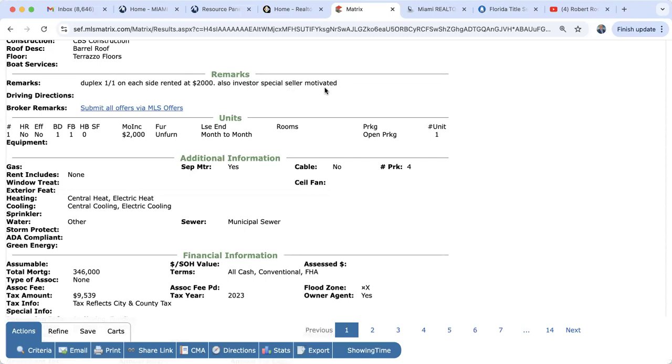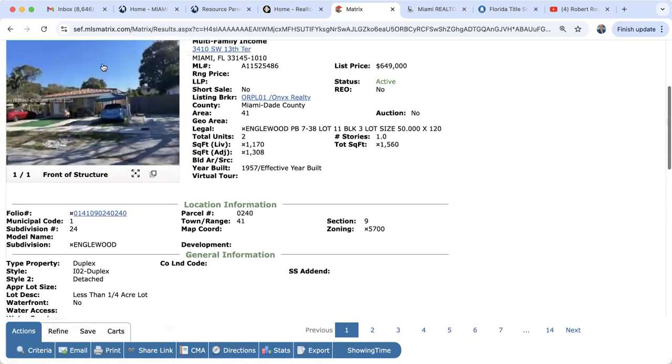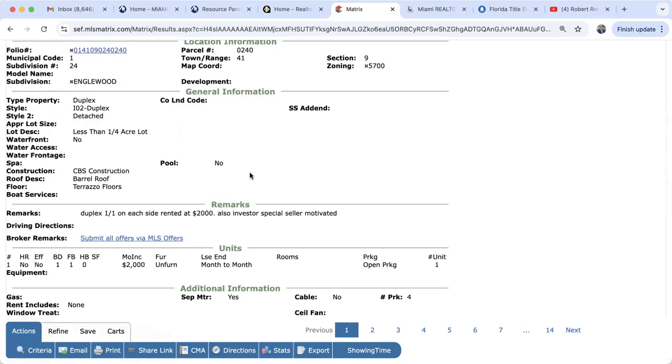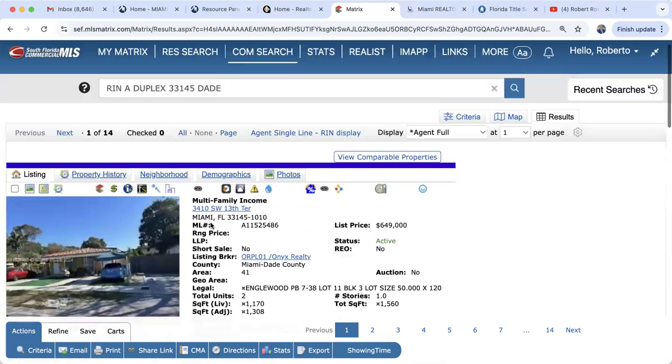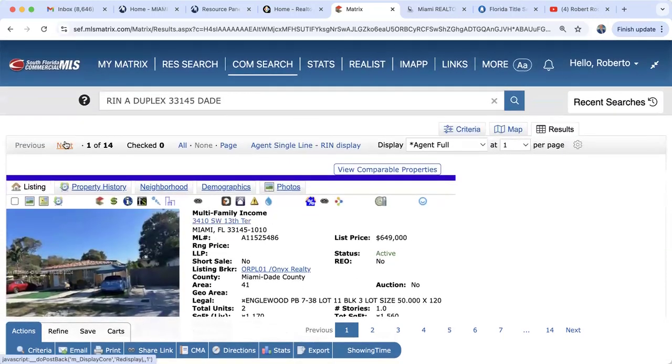All right, so I have to imagine what they mean by this is that each side of the duplex is rented for $2,000. I cannot imagine the entire duplex, both units, rented for a total of 2,000. So they're telling us here that each duplex unit is rented at 2,000, of course giving that a total of $4,000 a month. All right. I'm going to go to the next one.